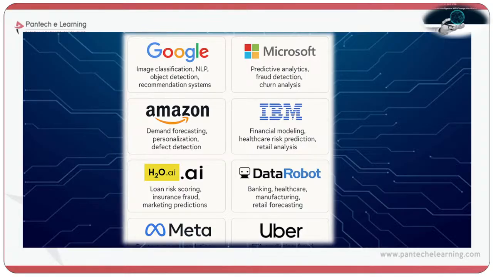Coming to the next one, Amazon. So Amazon, if you want demand forecasting or defect detection, like that you can take. In IBM, you can go through financial models and healthcare sector and retail applications. You have H2O AI, and here you have loan risk problems, insurance problems related to the financial sectors, marketing sectors. You can take this H2O AI. They are using AutoML. Coming to the next one, DataRobot. For the banking sector, healthcare sector, manufacturing purposes, retail applications, they're using it. Even Meta and Uber also they're using it.